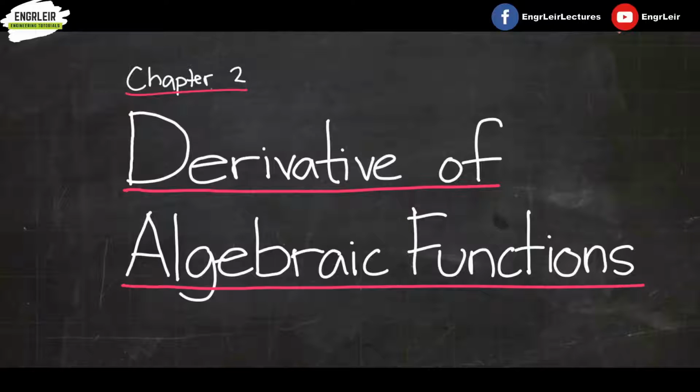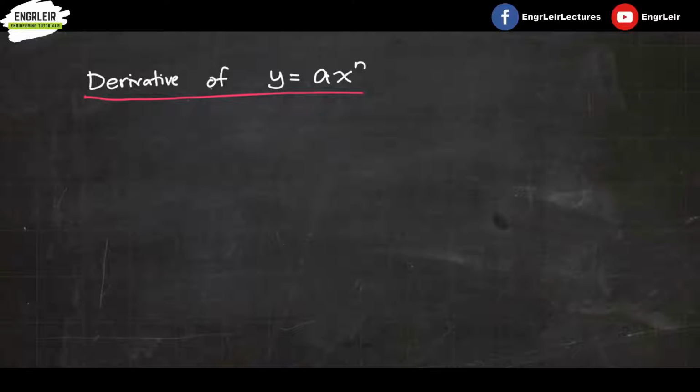This is the next lesson for chapter 2 of our differential calculus class. We have derivatives of algebraic functions. First, let's review the previous lesson, getting the derivative using limits. We want to find the derivative of y equals ax raised to n, where a is a constant.